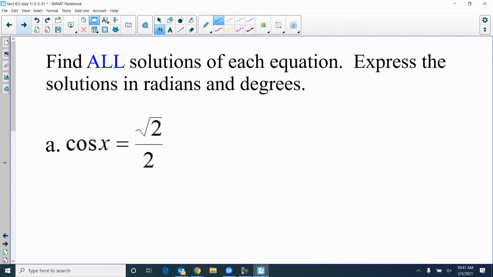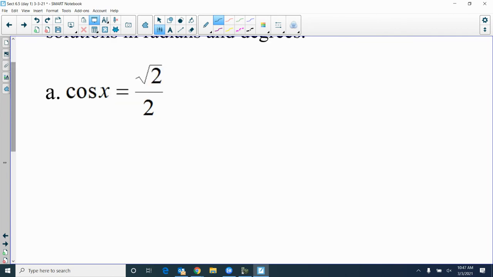First of all, start with the ones between 0 and 360. For cosine of x equals square root of 2 over 2, let's just do degrees first, then we'll do radians. What angles in degrees have a cosine of radical 2 over 2? It's going to be quadrant 1. That one's going to be 45. And where's our other one going to be? Quadrant 4, 315. So you have 45 and 315.